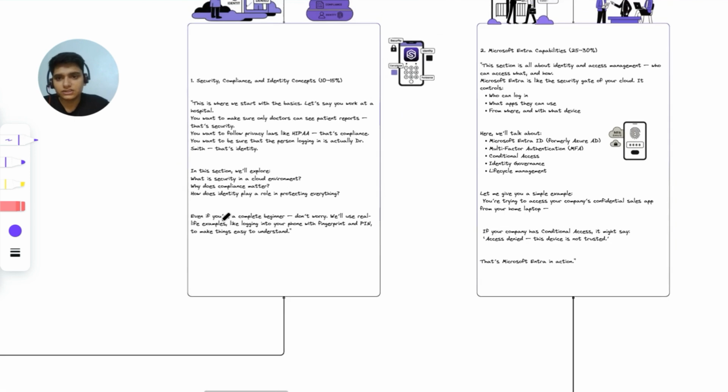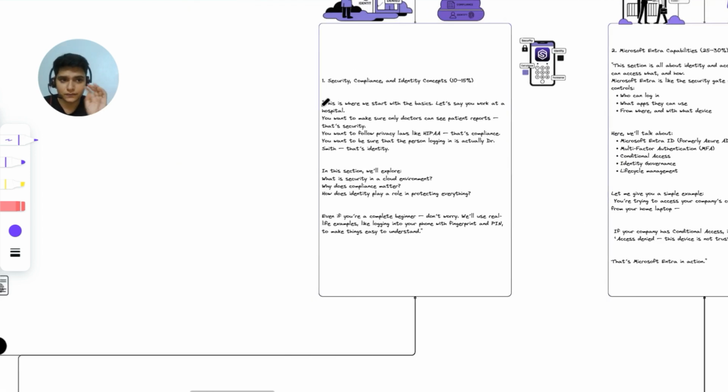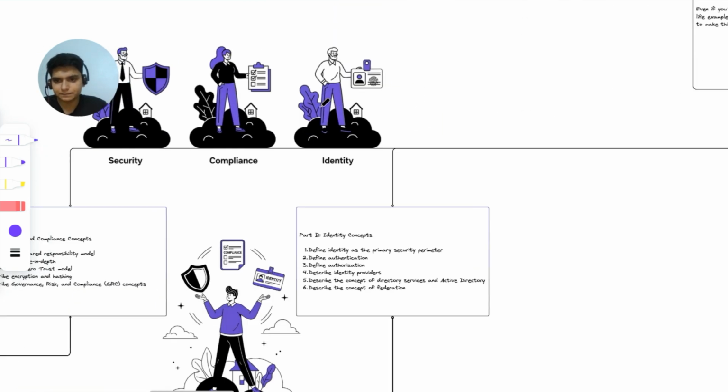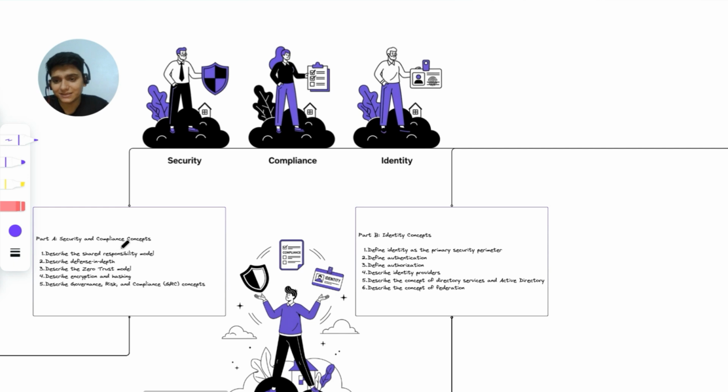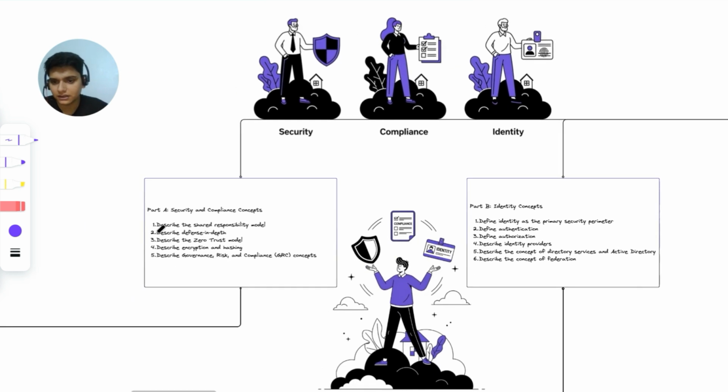We have 4 sections in SC-900, and Section 1 has 2 parts. Part A is about defining the security and compliance concepts, and Part B is about the identity concepts. So these are the main 3 pillars in SC-900: security, compliance and identity. The first section is about defining these three, and it is divided into two parts: first is security and compliance, and Part B is identity.